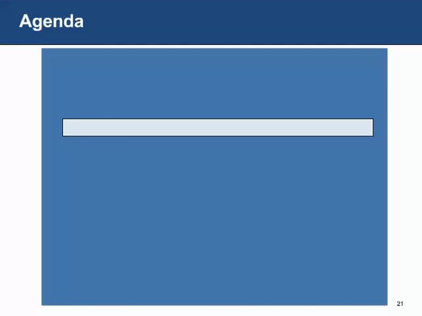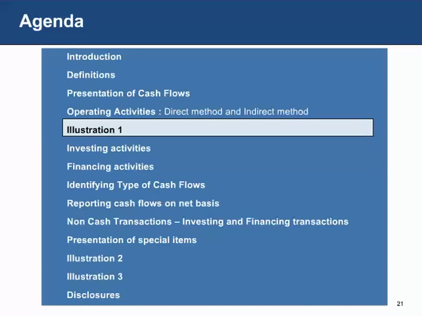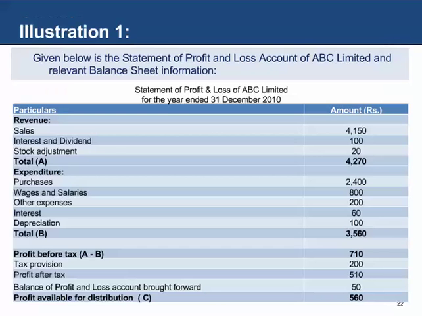So friends, after understanding the operating activities and how direct method and indirect method are applied to arrive at operating activities cash flows, let's do certain illustrations to better understand how direct method and indirect method are used to calculate cash flows from operating activities, and finally how they are presented. So illustration 1. Given below is the statement of profit and loss account of ABC Limited and relevant balance sheet information.